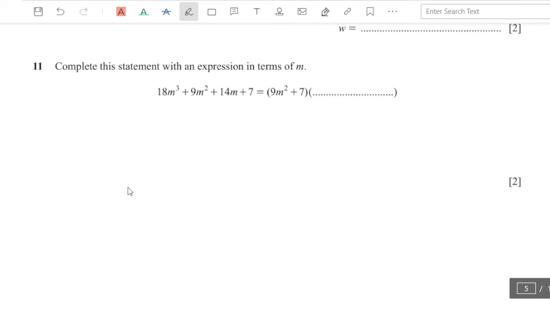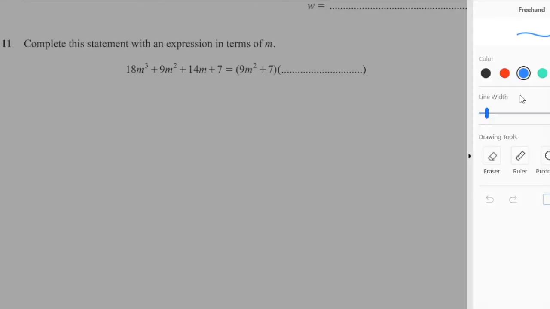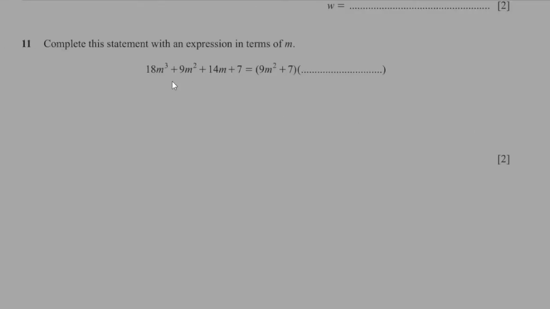11. Complete this statement with an expression in terms of m. So here we have more than 3 values, which means the factorization process is going to be a bit different over here. I'll start by taking out the common values of the first two terms, which are 18m cubed and 9m squared. As you can see, these are both multiples of 9, plus m is also common over here. So I take 9m squared out of the bracket, which leaves 2m plus 1.